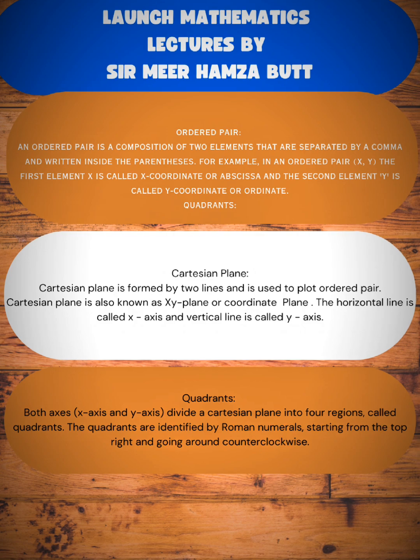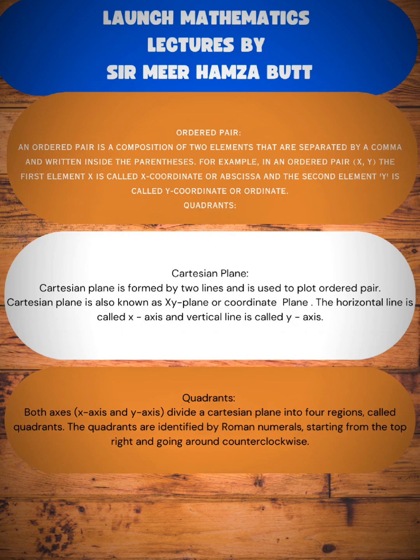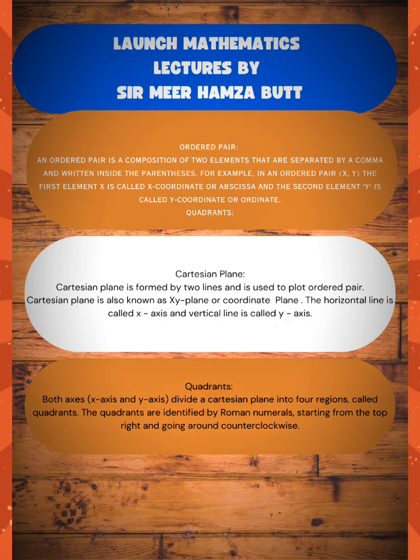First of all, we will study ordered pairs. What is an ordered pair? An ordered pair is a composition of two elements that are separated by a comma and written inside parentheses. For example, in an ordered pair (x, y), the x is called abscissa and y is called ordinate. X is also called x coordinate and y is also called y coordinate.